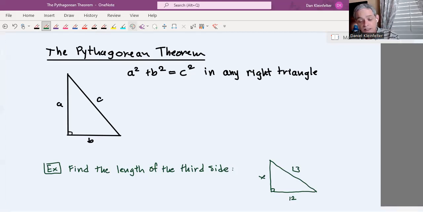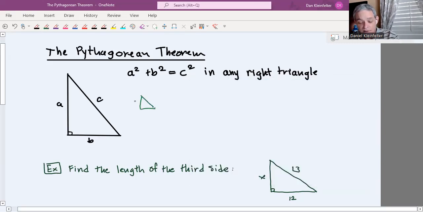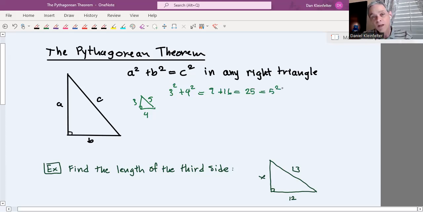The kind of typical first example that you see of this is of a 3, 4, 5 right triangle. A triangle with sides of length 3 and 4 and a hypotenuse or long side of 5. Why? Because 3 squared plus 4 squared is 9 plus 16, and that's equal to 25. 25 is equal to 5 squared. Okay, so that's an illustration of how the Pythagorean theorem works.